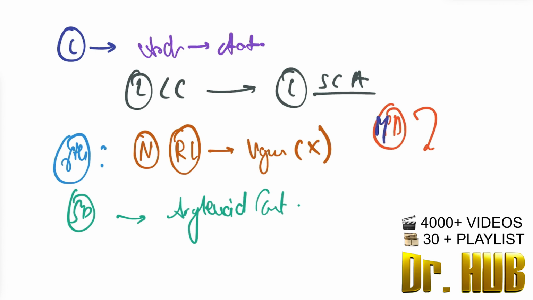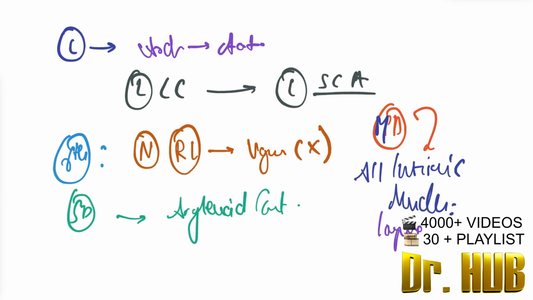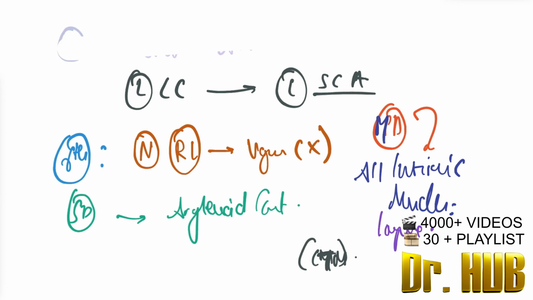Next we look at the muscle derivatives. Under this there are all the intrinsic muscles of the larynx. Is there an exception to this? Yes, there is an exception. That is the cricothyroid muscle.